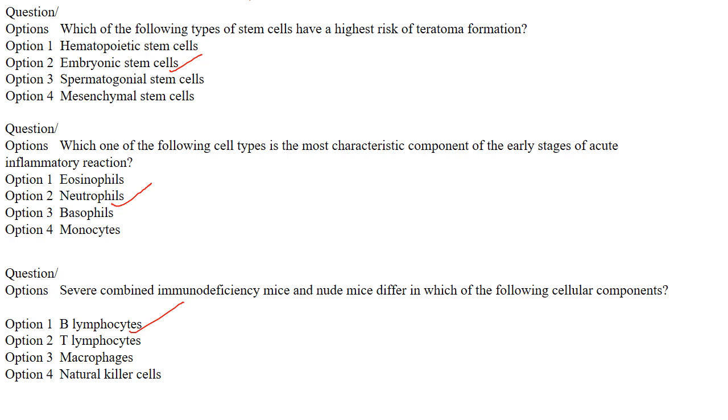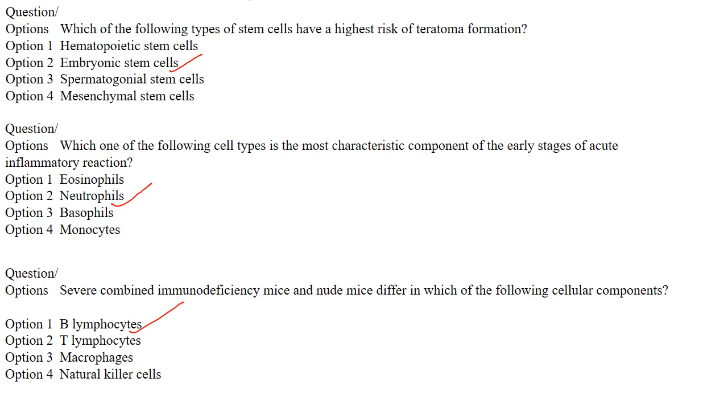Then, which one of the following cell types is the most characteristic component of the early stage of acute inflammatory reaction? So it is neutrophil. The first cells attached to the site of injury are neutrophils. Then it is followed by monocytes, then natural killer cells, T cells, B cells, mast cells, etc. So the first one to occupy will be neutrophils. Answer is option 2.